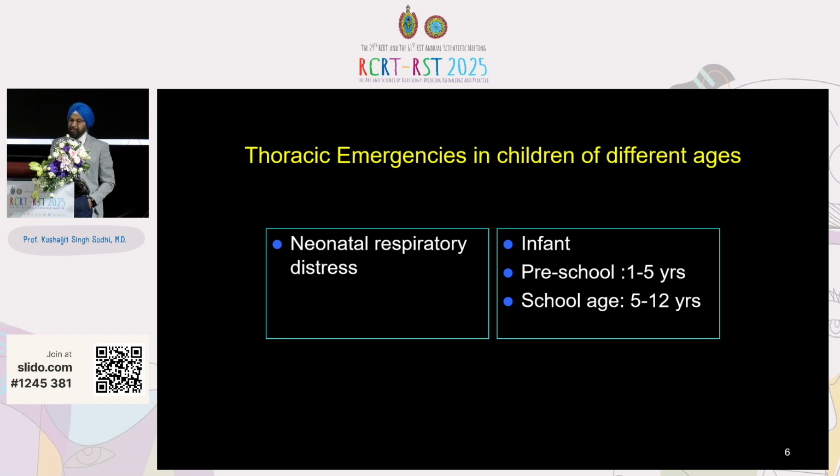Thoracic emergencies in children of different ages can be broadly divided into a neonatal group, which is called neonatal respiratory distress, or an infant group, or we can divide into preschool age 1 to 5 years, or the school age group 5 to 10 years.